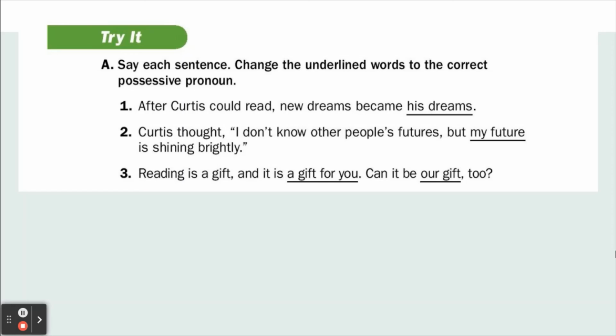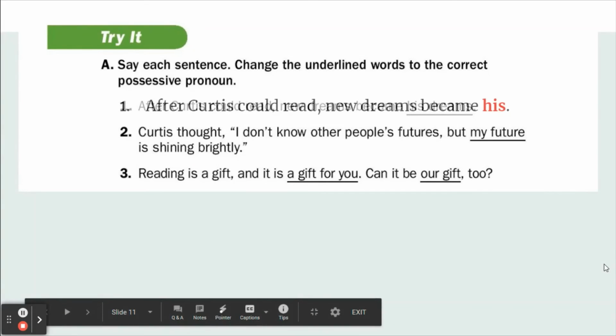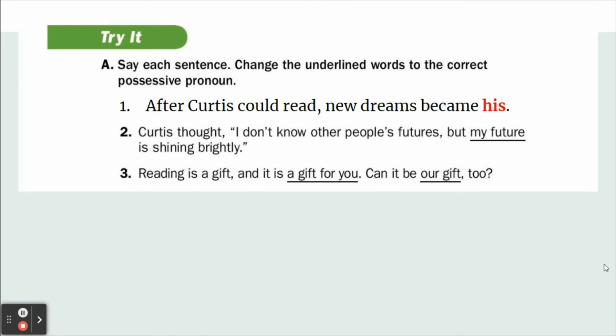Okay, so this time what I want you to do is I just want you to do it verbally, okay? So we're just going to use our oral language for this. So after Curtis could read, new dreams became his dreams. So how can I change that for just the one word, the one possessive pronoun? Yes, after Curtis could read, new dreams became his. That's it, okay? Because we already have dreams there, so it's just referring back to that. That's the antecedent, okay? So here we go. After Curtis could read, new dreams became his.